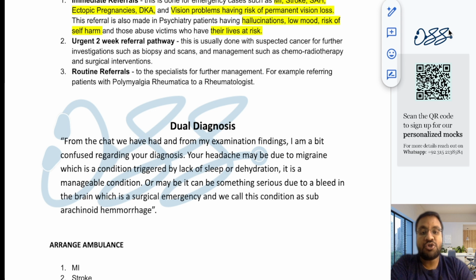Again, this is something that I am teaching for the purpose of damage control. Do not make it a habit. Make sure that you are always able to come to the right diagnosis, and your data gathering is so accurate that it is helping you lead to a diagnosis. All right.